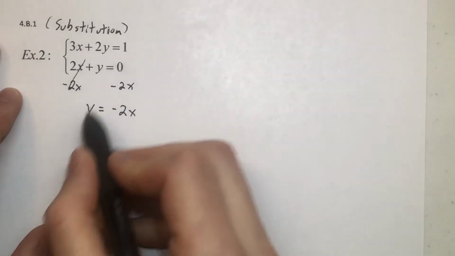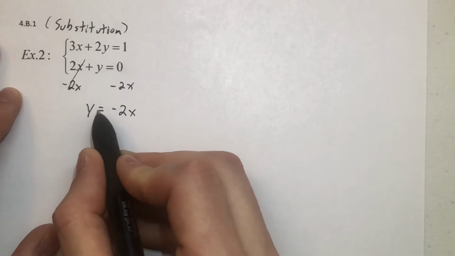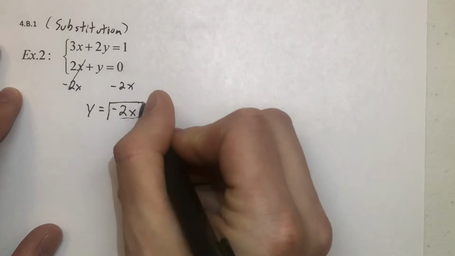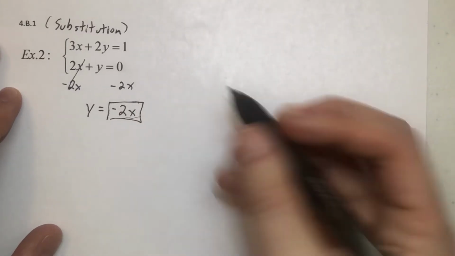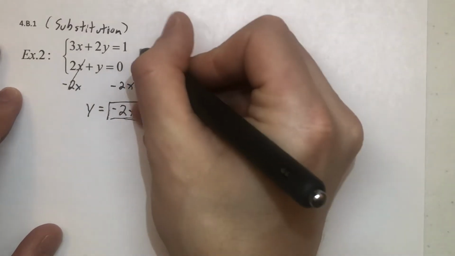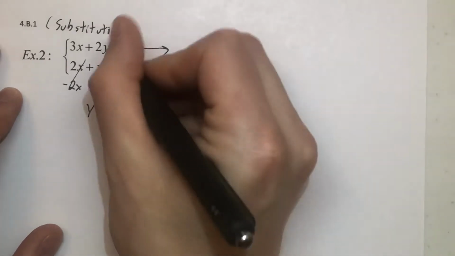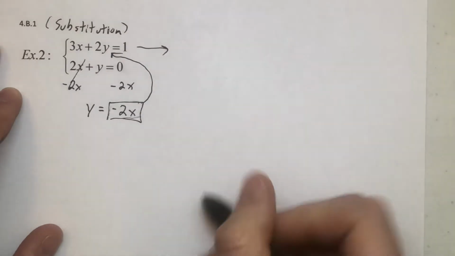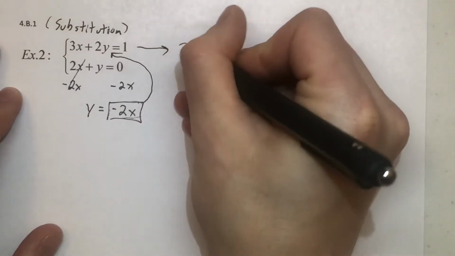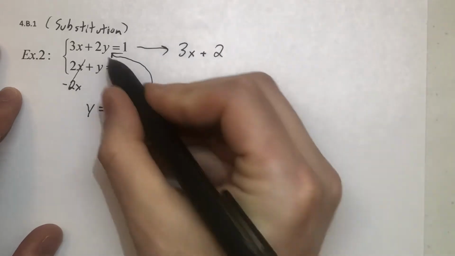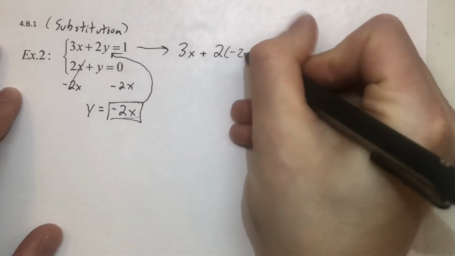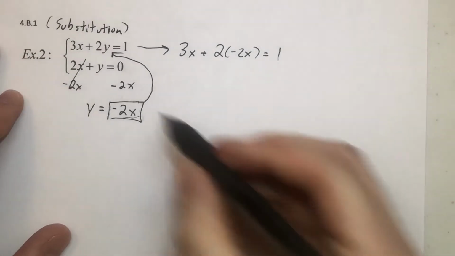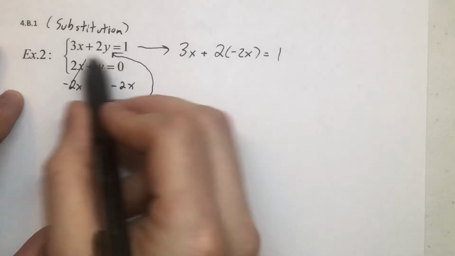Now, the idea was we solve for a variable because now we know y is the same as negative 2x, and so we can take this negative 2x here, and we can substitute it, hence the name, into the other equation wherever we see a y, which would be right there. So I can take this negative 2x in place of that y, and if I write this equation, 3x plus 2, but instead of that y, I put in negative 2x equals 1. Then we've substituted that back into the first equation.